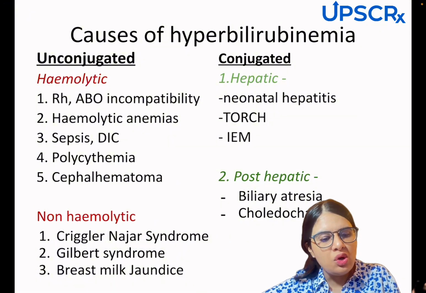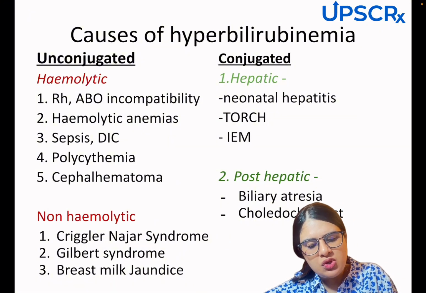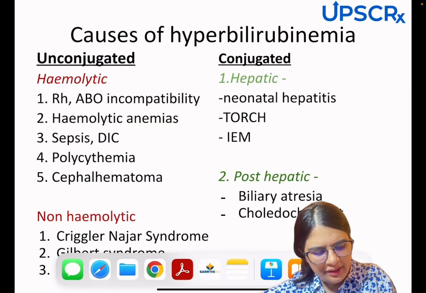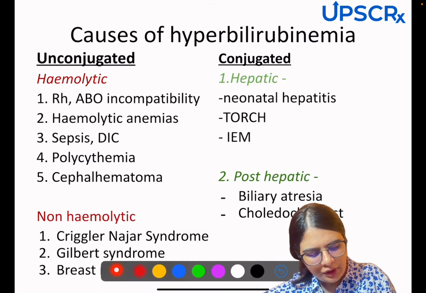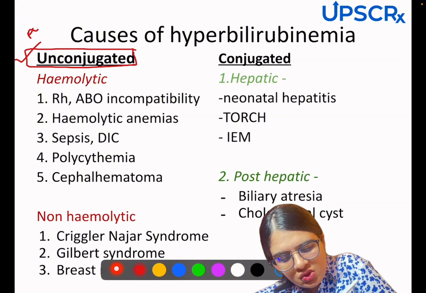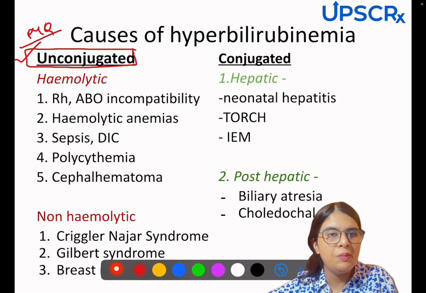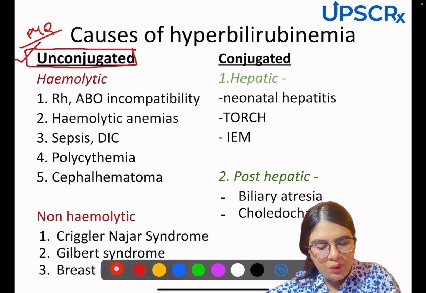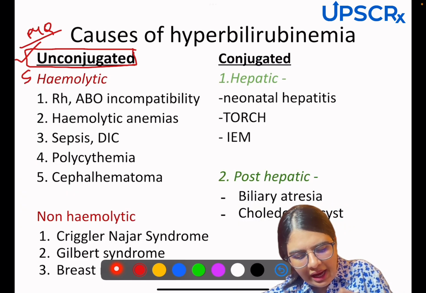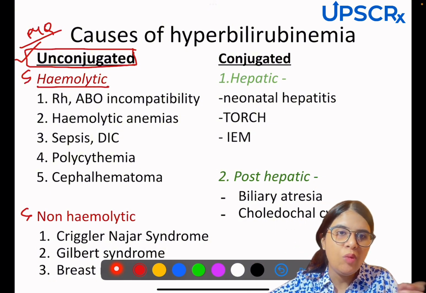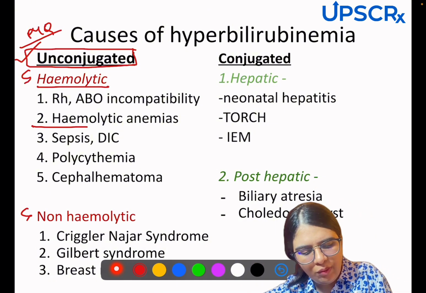Now, what are the causes of hyperbilirubinemia? So, causes of hyperbilirubinemia can be divided into two: unconjugated and conjugated. So, this is a previous year question. What are the causes of unconjugated hyperbilirubinemia? This can again be divided into hemolytic causes and non-hemolytic causes. Hemolytic causes, very easy. Hemolytic anemias. Firstly, you can talk about hemolytic anemias.